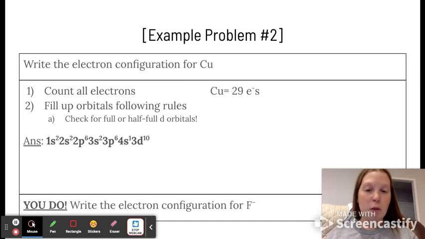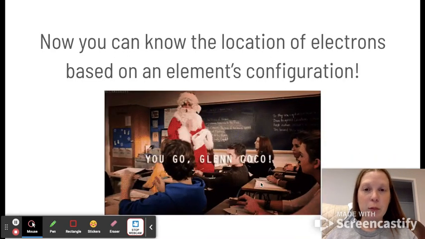So now I want you to write the electron configuration for F-, which is an ion. Remember, if it's a negative ion, it's gained electrons, and it's gained however many the number is there.